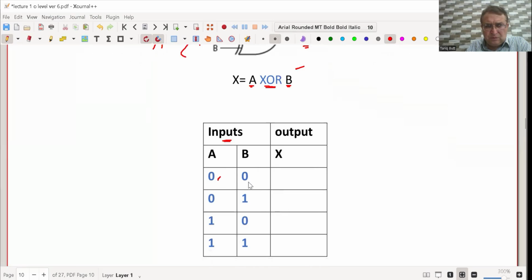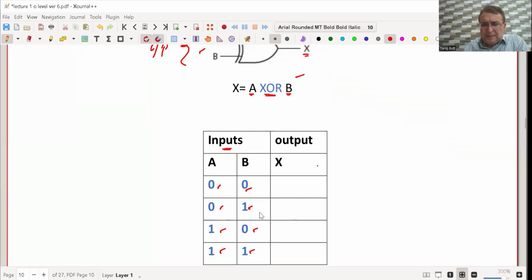So for two inputs, A and B, we have four input combinations: 0, 0, 0, 1, 1, 0, and 1, 1. The behavior of the exclusive OR gate is such that its output is true when both of its inputs are different. I mean, if A is 0 and B is 1, or if A is 1 and B is 0, when both of its inputs are different, its output is going to be true. Otherwise, its output is going to be false.